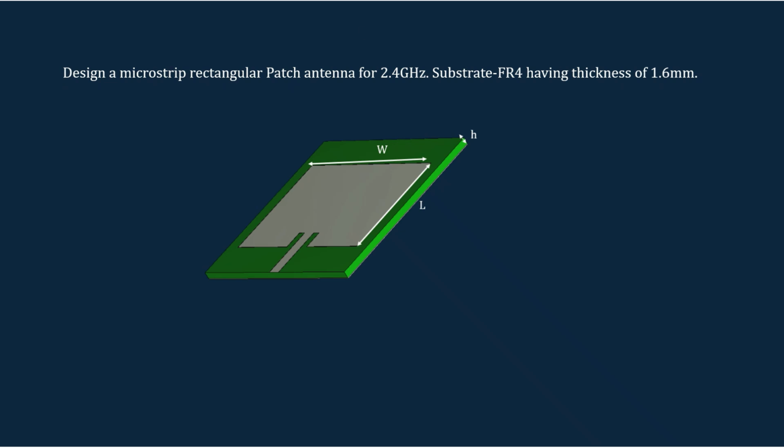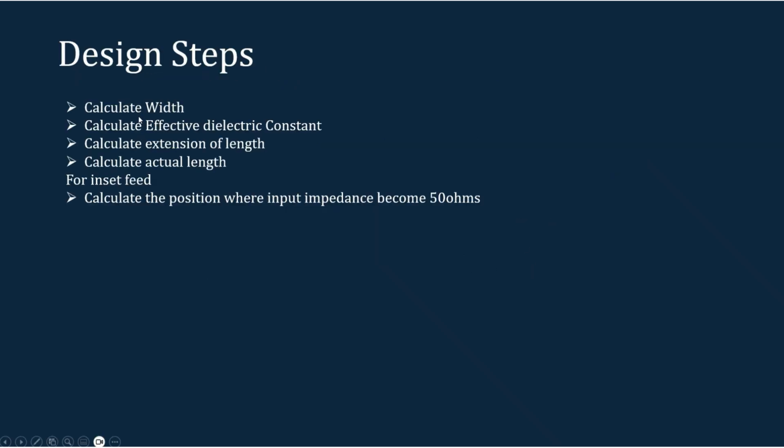In this video, we are going to see how you can design a microstrip patch antenna for a particular frequency and how you can simulate that in CST. So in this video, we are going to simulate an antenna for 2.4 GHz on a substrate of FR4 having thickness of 1.6 mm. To design an antenna, these are the main design steps.